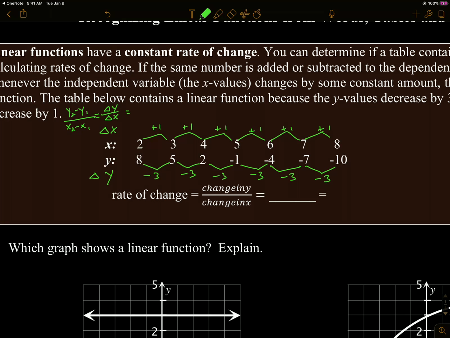So we're going to look at the rate of change. We're going to do it for each step. So on this step, the change in y is -3, and the change in x is 1. On the next step, from 3 to 4, the change in y is -3 over a +1 change in x. On the next step, from 4 to 5, the change in y is -3 over a +1. At the next step, from 5 to 6, from 6 to 7, from 7 to 8, it's always the same. So all of these reduce to -3. That's our rate of change.